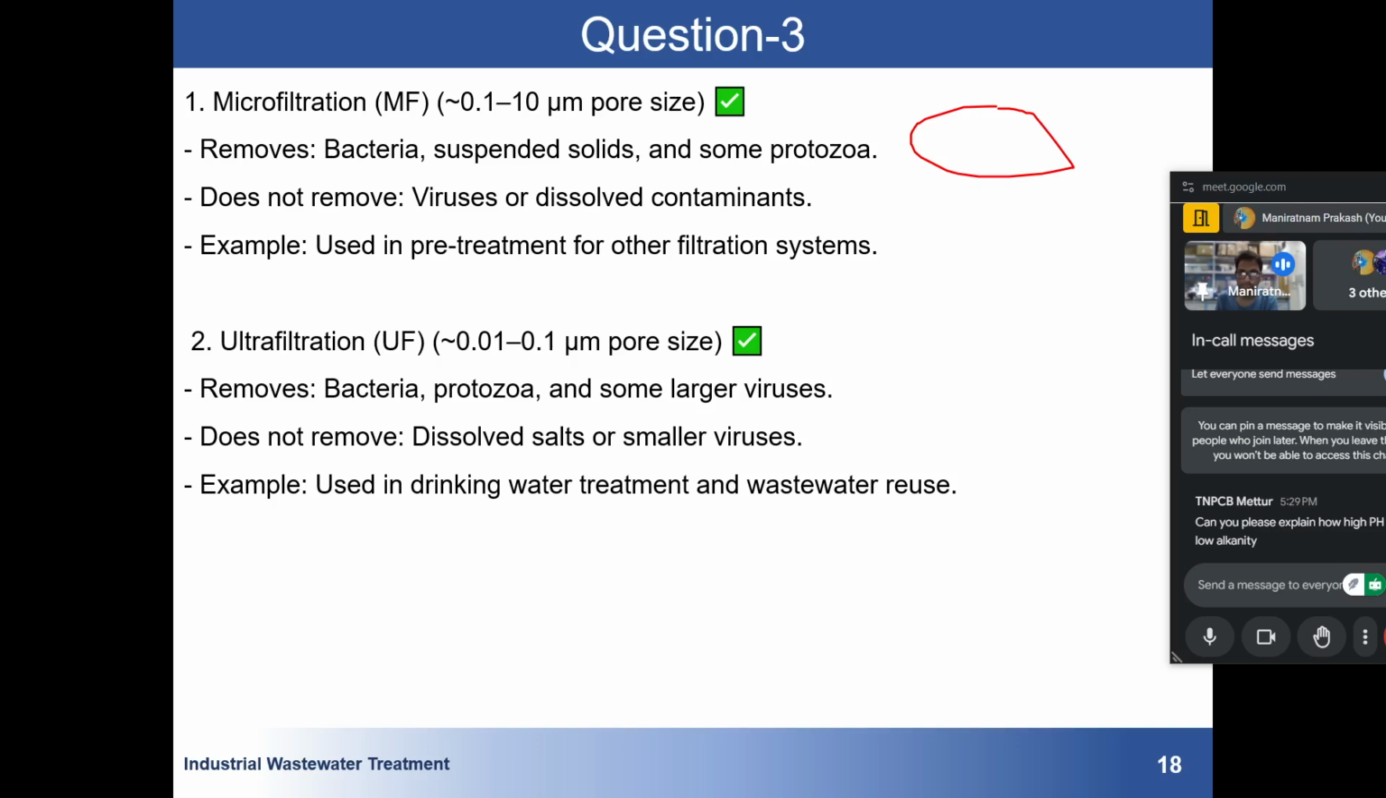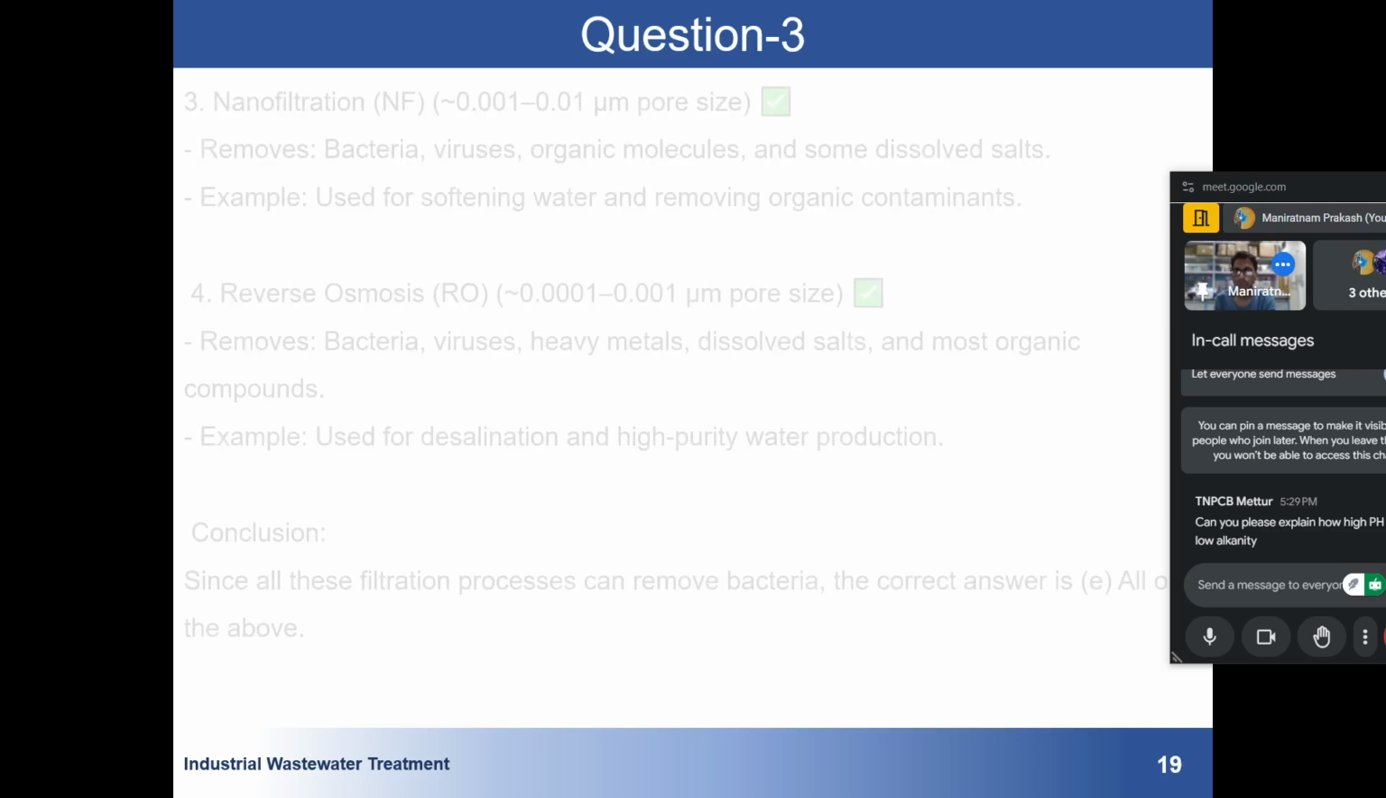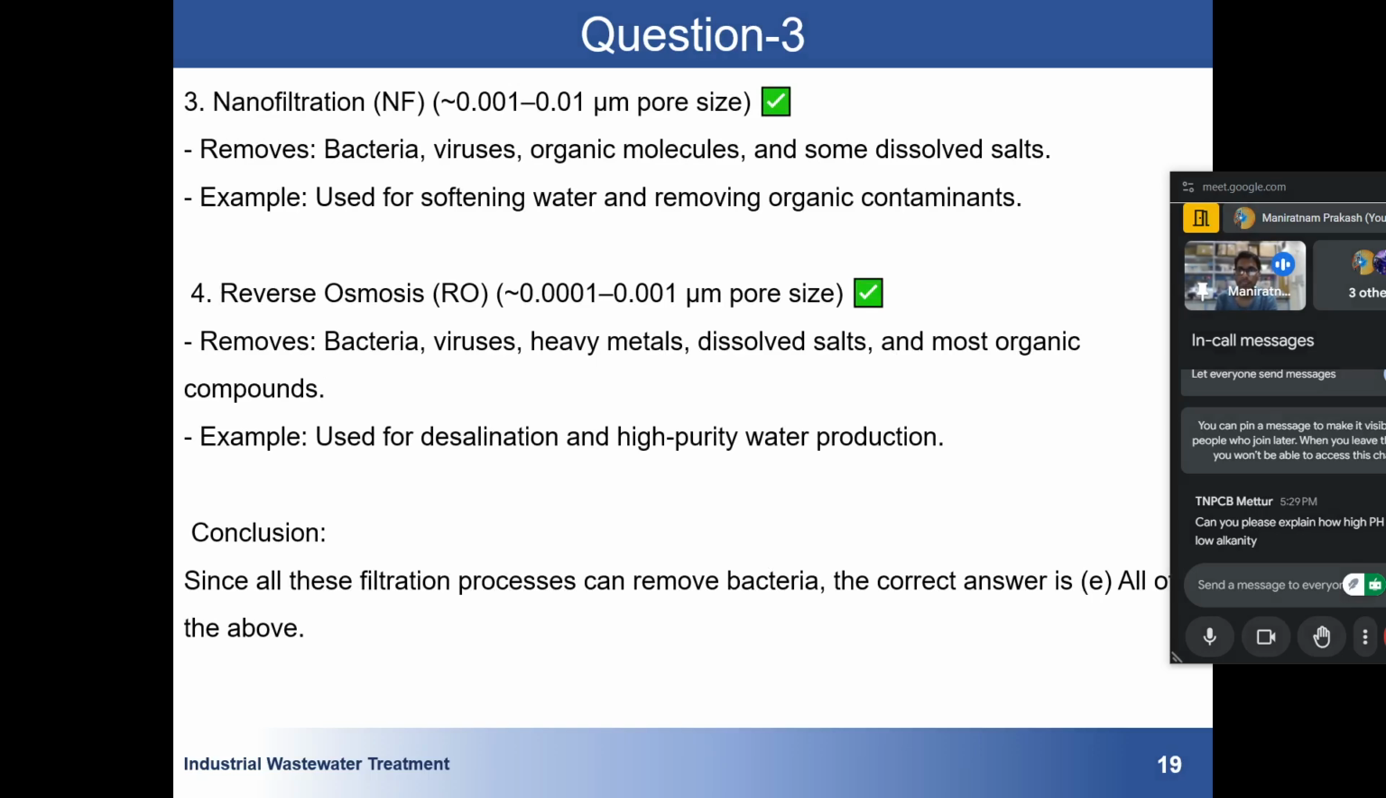Examples are used in drinking water treatment and wastewater reuse. Then we have nanofiltration. You can see the pore size is even less. We are in the range of nano, that is 10 to the power minus 9 meter. Remember, micron is 10 to the power minus 6, nano is 10 to the power minus 9. It removes bacteria, viruses, organic molecules, and some dissolved ions, and is used for softening water. There can be many examples.